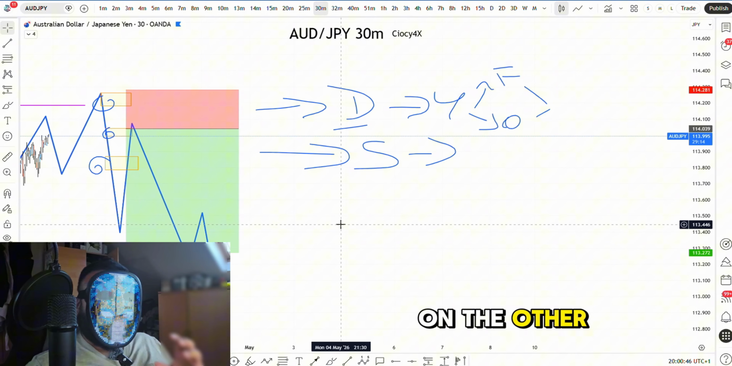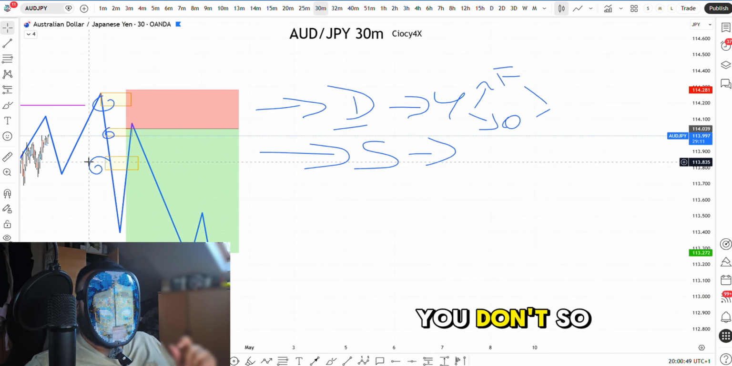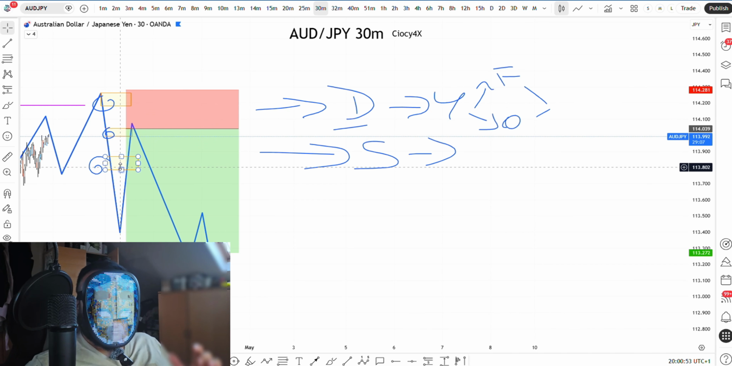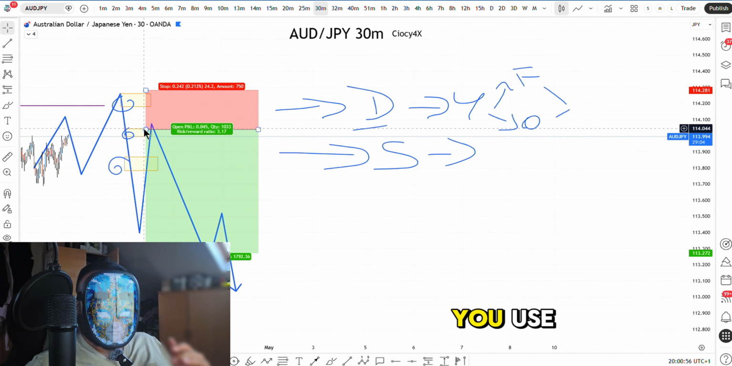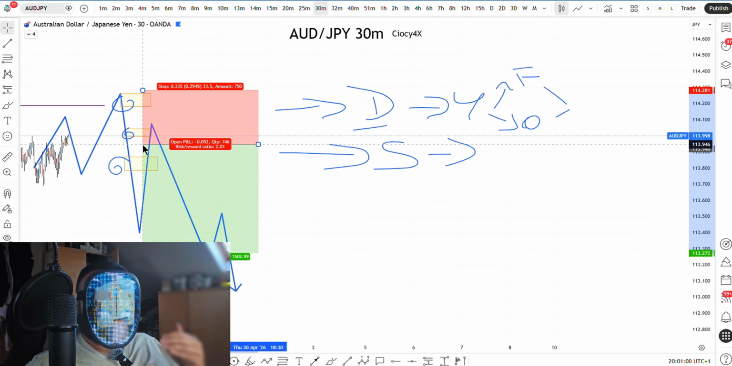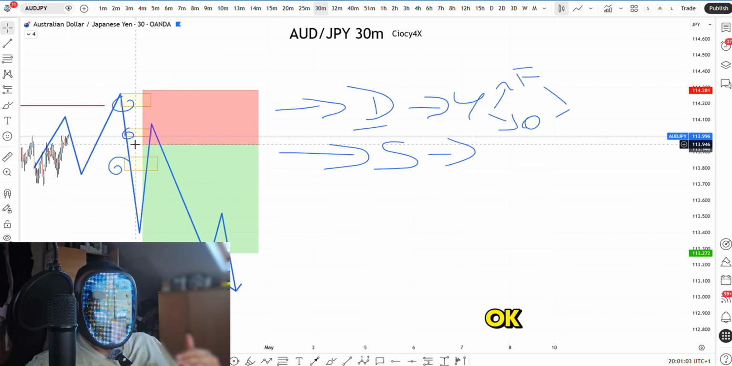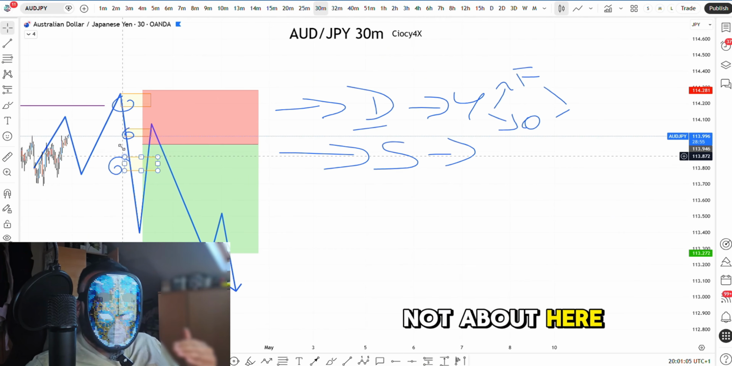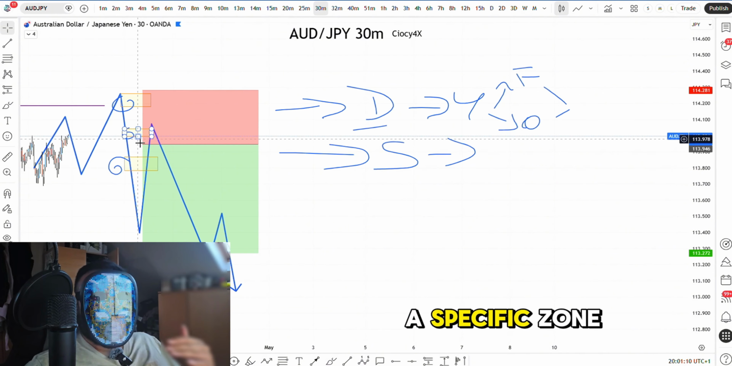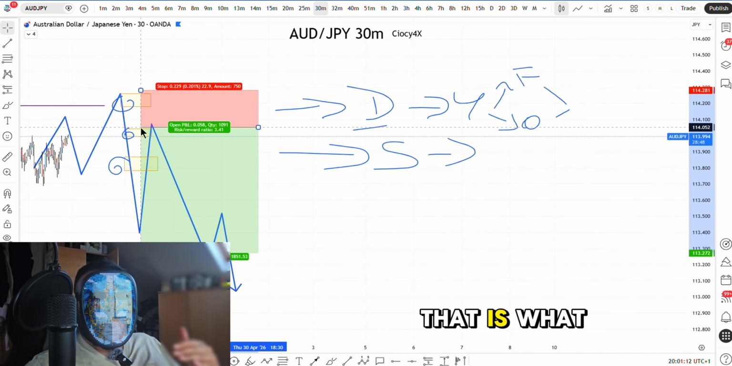While the static approach, on the other hand, is quite simple, okay? You get to a lower time frame and you don't have to refine and find all these POIs. You have specific criteria, right, that you use. So this is one main concept I actually teach inside my community in the mentorship. And then you continuously take that, okay? Well, it's not about extreme, it's not about here, it's about finding the specific POI in the middle on a range or in a specific zone where you say, okay, you know what, that is what I'm doing, okay?